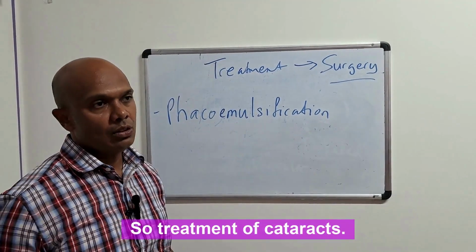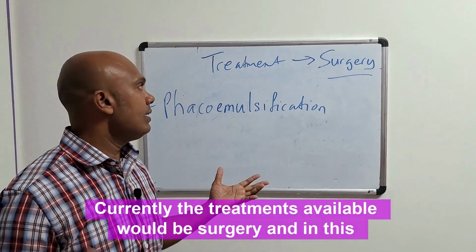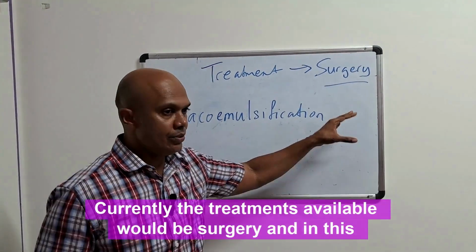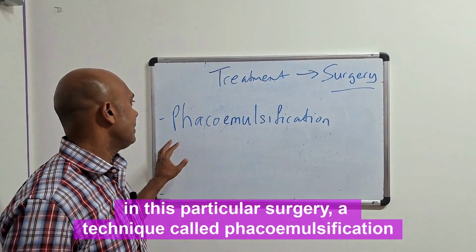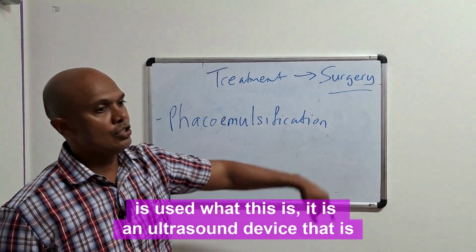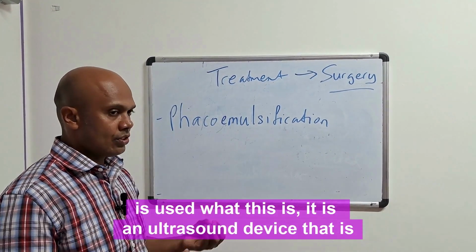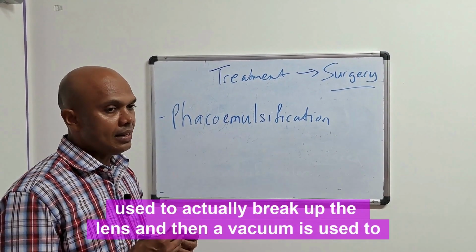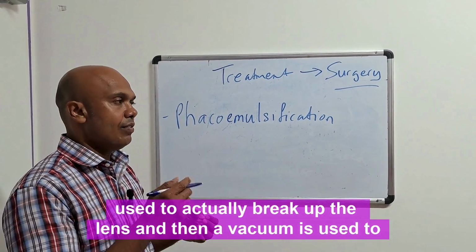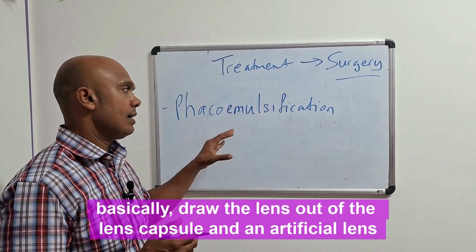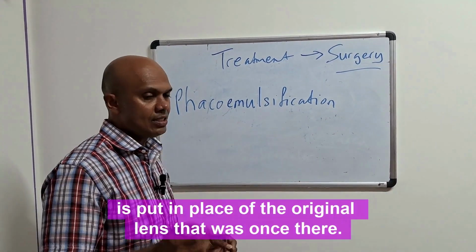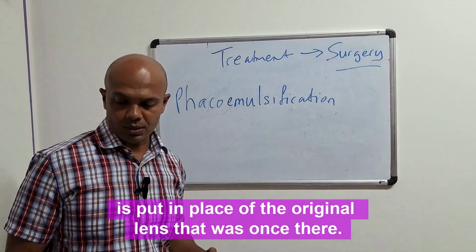So, treatment of cataracts. Currently, the treatment available is surgery, and in this particular surgery, a technique called phacoemulsification is used. This is an ultrasound device that is used to break up the lens, and then a vacuum is used to draw the lens out of the lens capsule, and an artificial lens is put in place of the original lens that was once there.